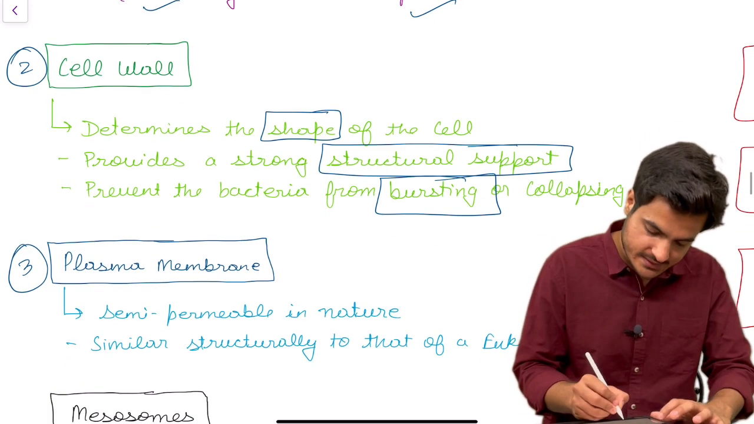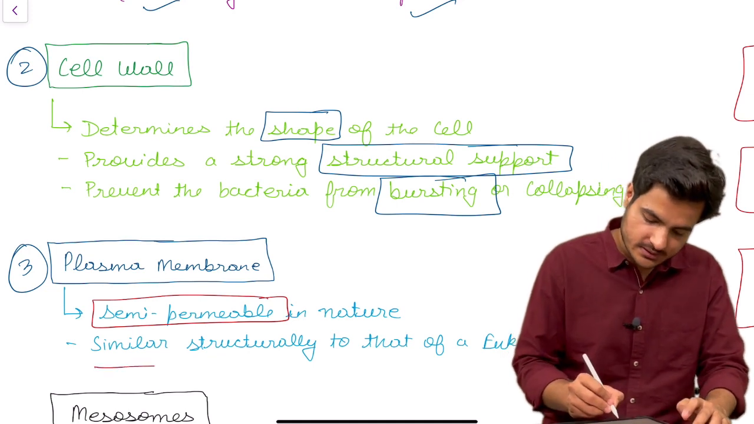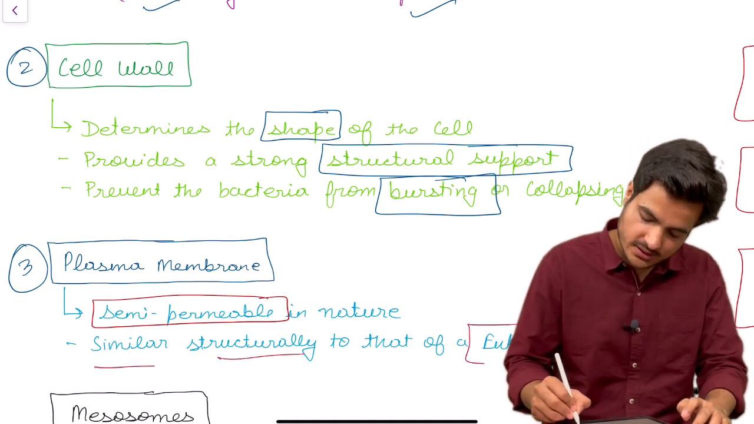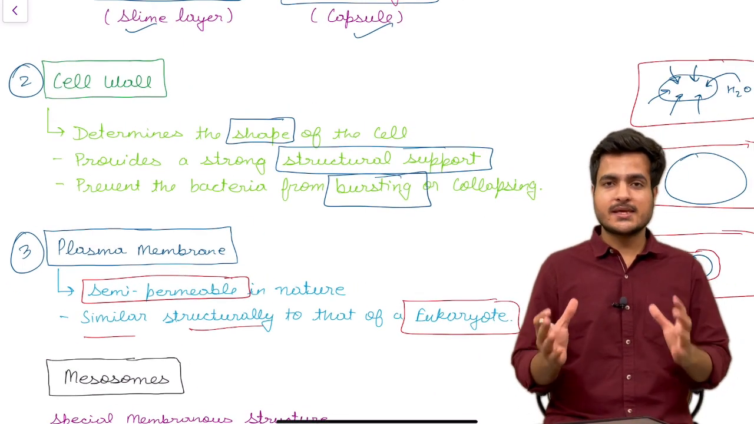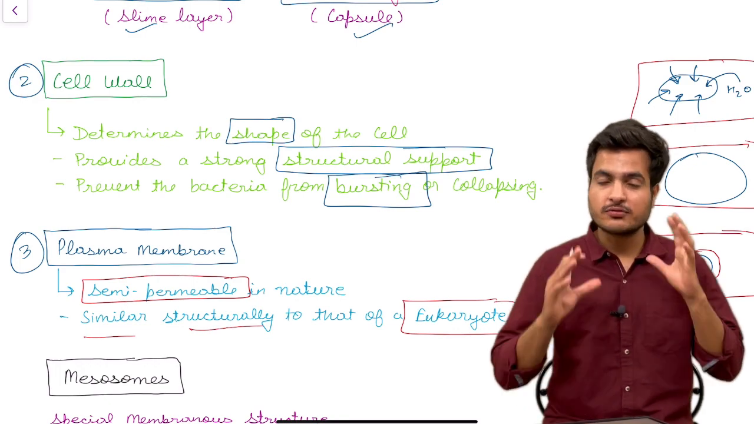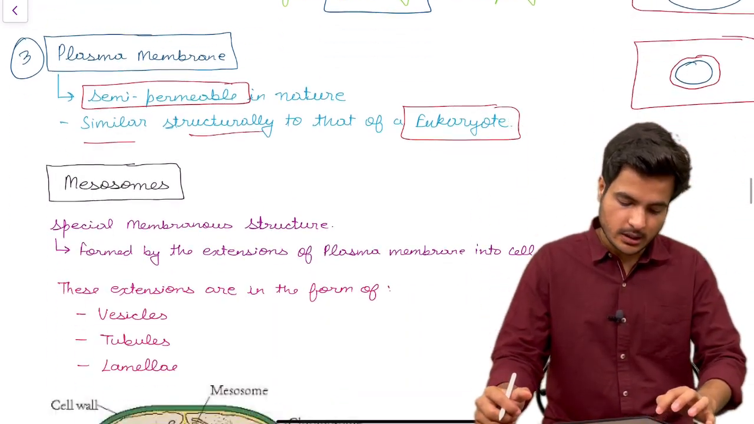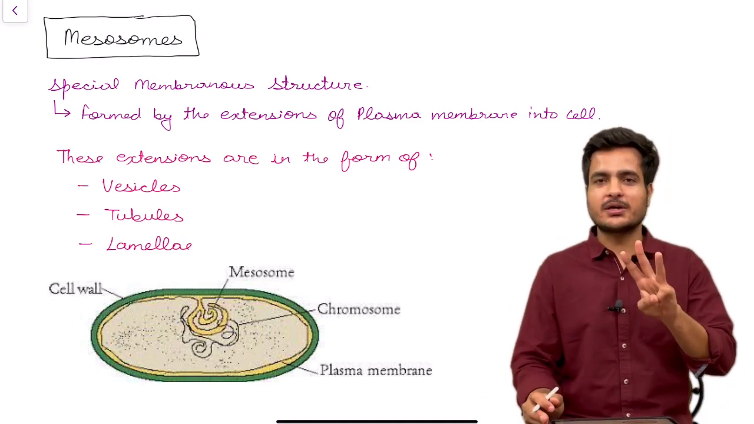Plasma membrane is semi-permeable in nature, and has a similar structure to that present in the eukaryotic cell membrane or plasma membrane. The same plasma membrane is present in prokaryotes. So we have discussed the three layers of the cell envelope of a bacteria. Now let's discuss the mesosomes. We have already discussed mesosomes, three important characteristics.